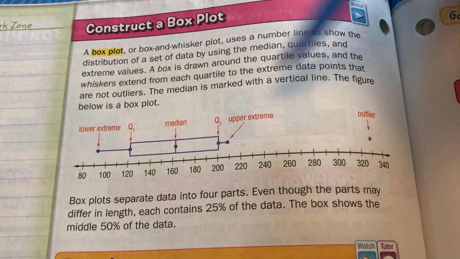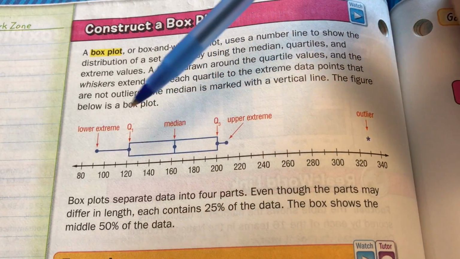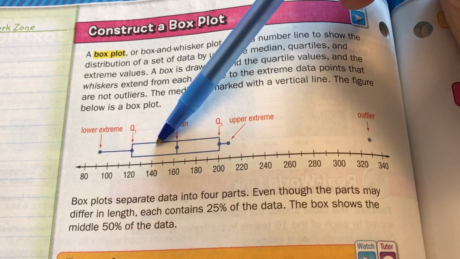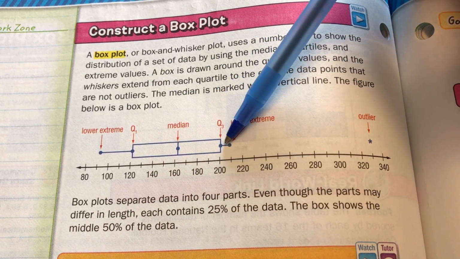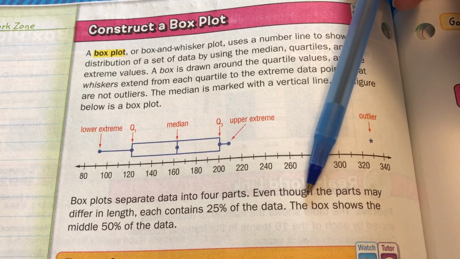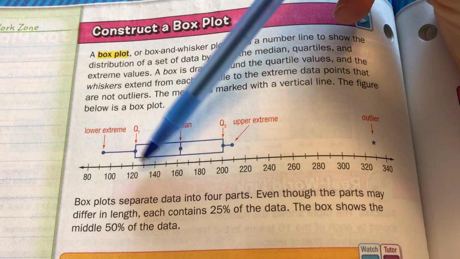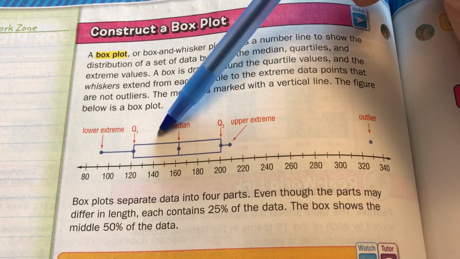And it says the figure below is a box plot. Box plots separate data into 4 parts: 1, 2, 3, and 4. Even though the parts may differ in length, each contains 25% of the data. The box shows the middle 50% of the data.